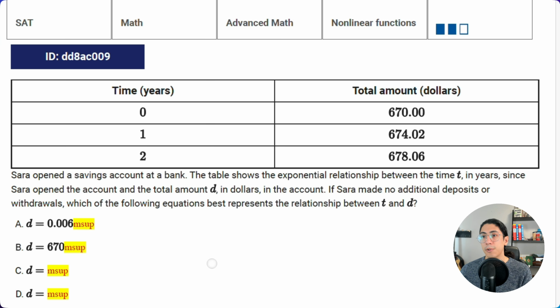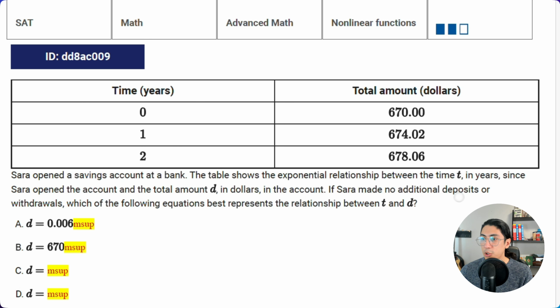So here's a slightly different question. Unfortunately, the College Board had an error with this, so it's not really showing the correct answer choices. However, I'm still going to go over it, just kind of show you an important trick here. They say that Sarah opened a savings account at a bank. The table shows the exponential relationship between time t in years since Sarah opened the account and total amount d in dollars in the account.